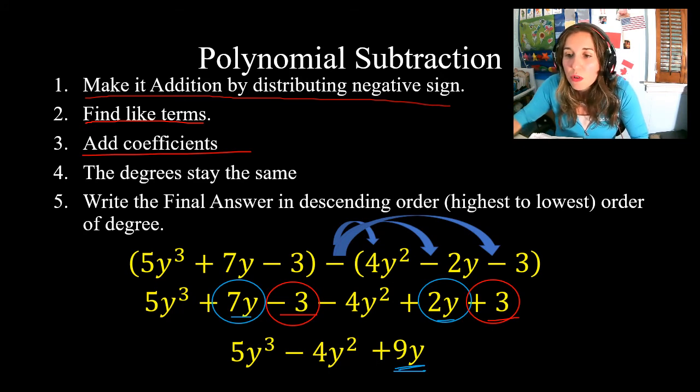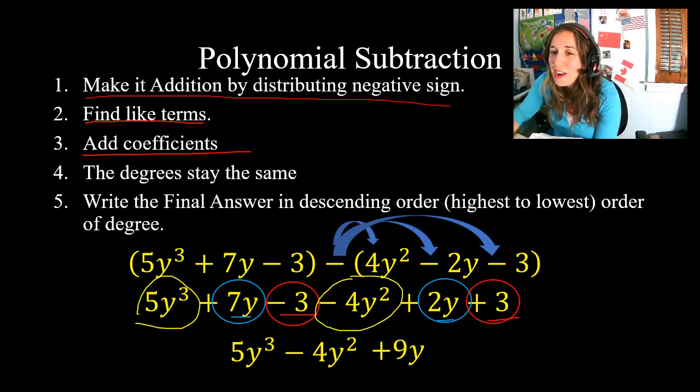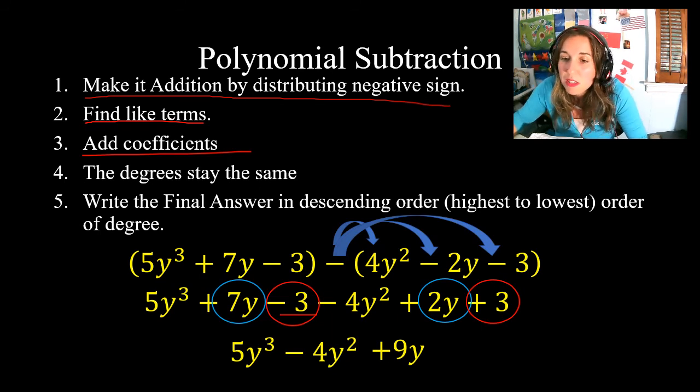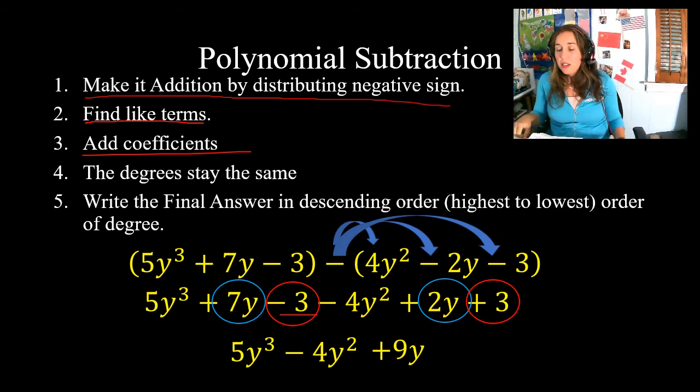All right, and then, of course, our lonely little 5y cubed and our negative 4y squared had no like terms to combine with, so they just come down and stay the same. So that's where those came from. When we simplified this polynomial, we wound up with 5y cubed minus 4y squared plus 9y. That is the simplest form we could write this in when we subtracted everything and did our math.